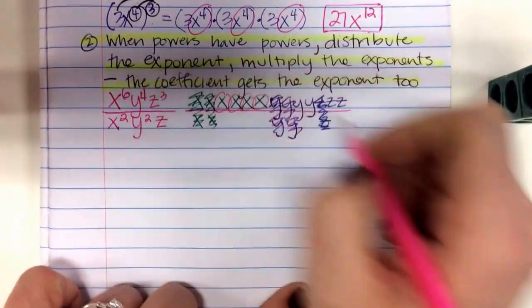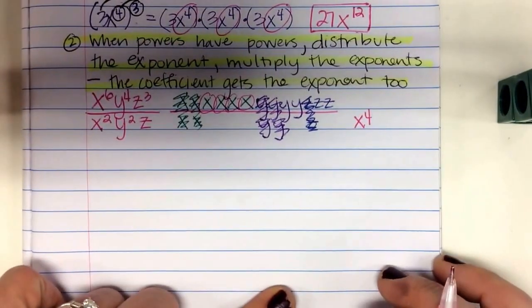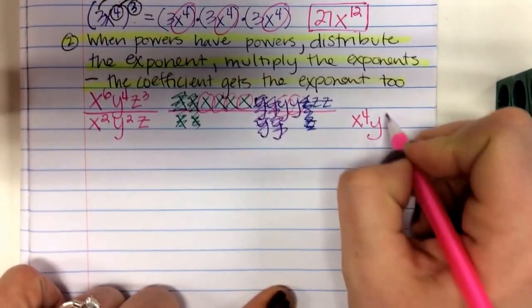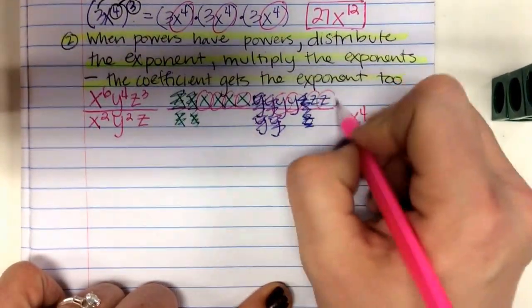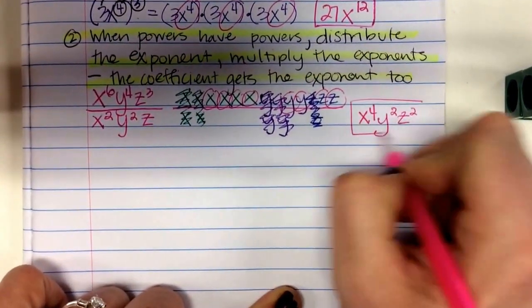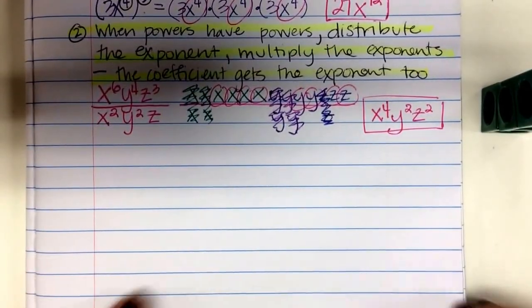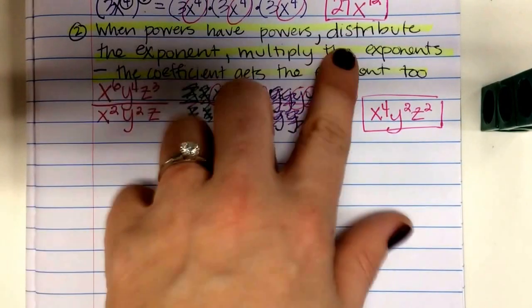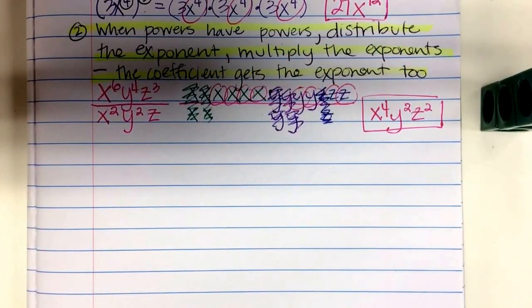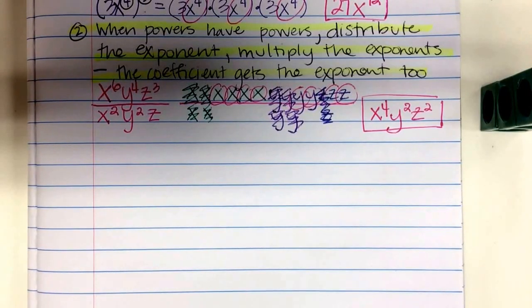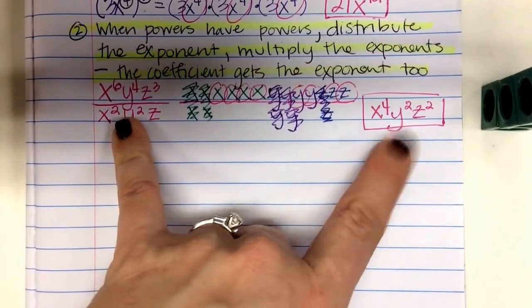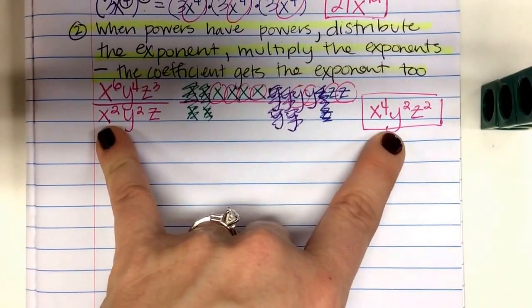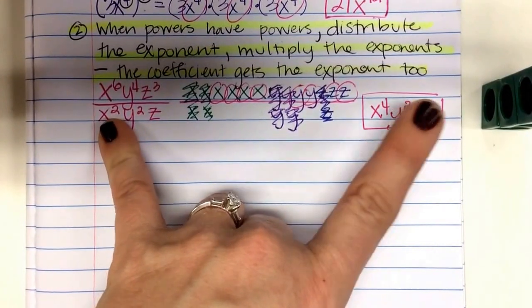One, two, three, four: X to the fourth. Y squared. Z squared. I did it. When in doubt, write it out. It works every time. The answer is x to the fourth, y squared, z squared. However, this seems like a lot of work. Is there a shortcut? Yeah, there is. Look at the problem. Look at the answer.